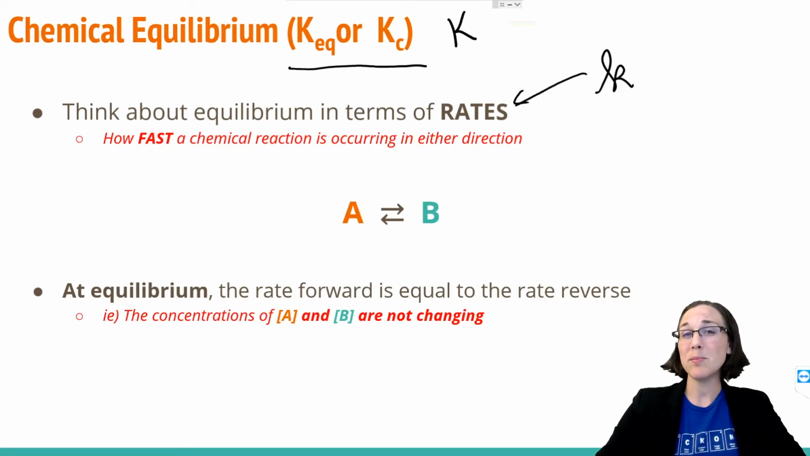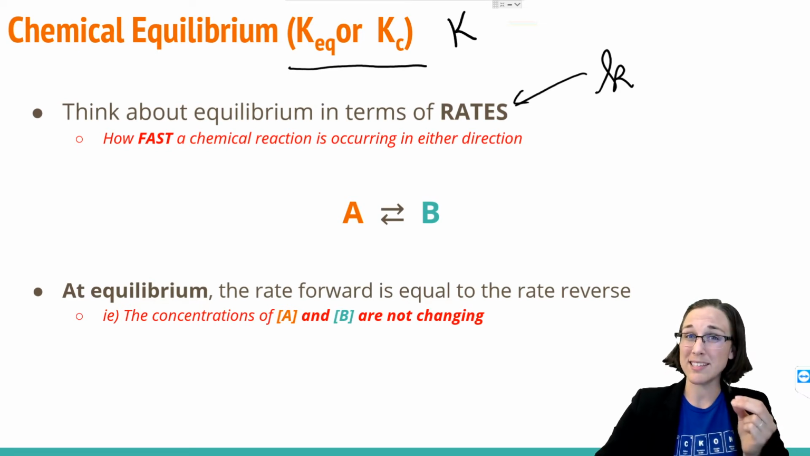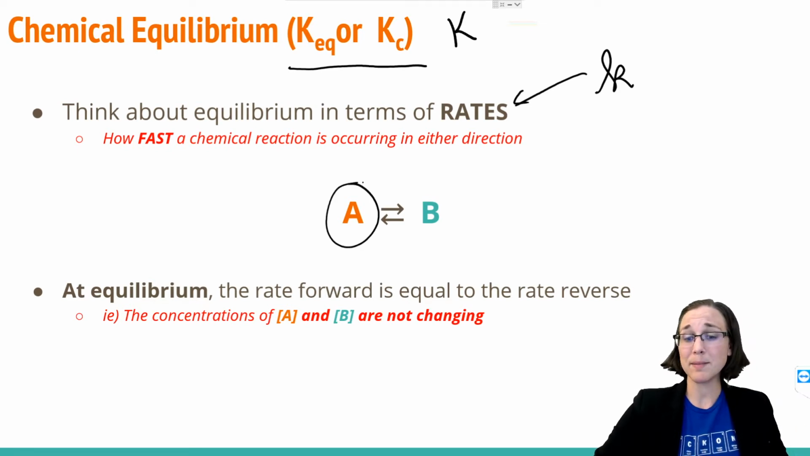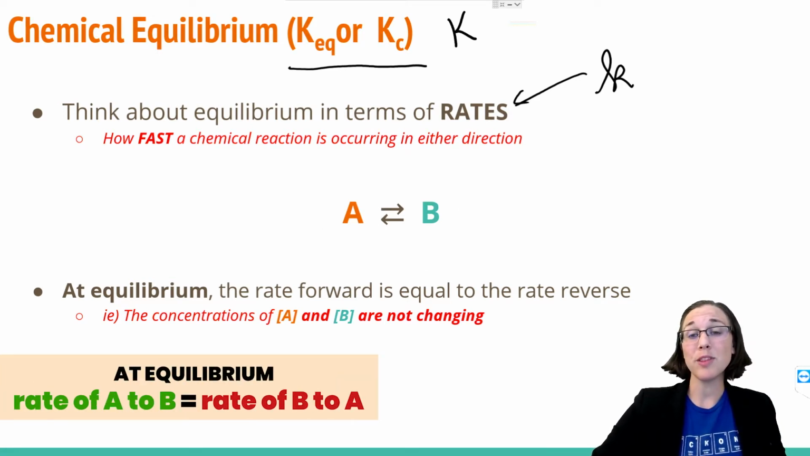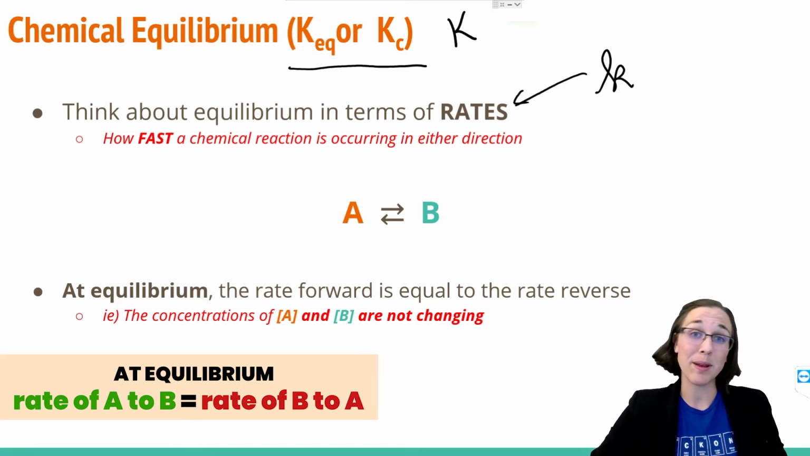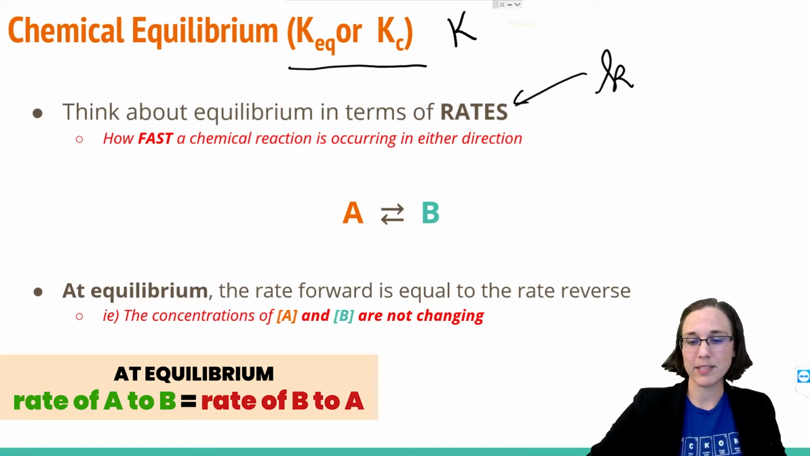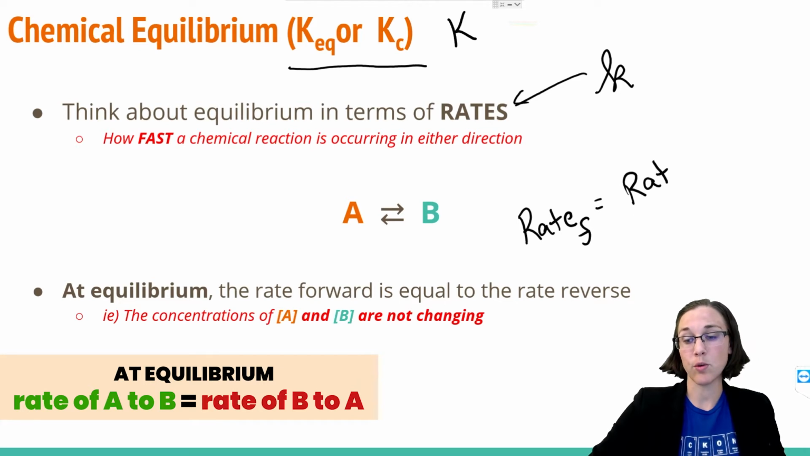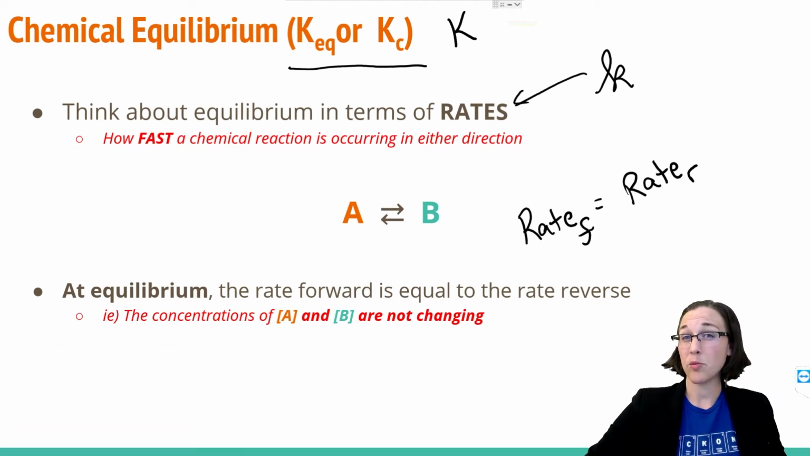So chemical equilibrium should be thought of in terms of rates, i.e. how fast is A going to B and how fast is B going to A. Now at equilibrium, that's when the rate of A going to B and the rate of B going back to A are equal to each other. This is most commonly represented as the rate forward, or F subscript, is equal to the rate reverse, or R subscript. So the rate of A turning into B going forward is the same as the rate of B going back to A.